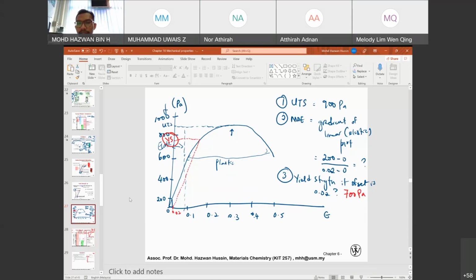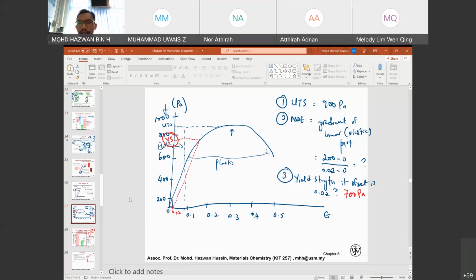Modulus of elasticity or Young modulus can be calculated in the linear region from the gradient. Identify the linear region, and after that calculating the gradient will give you the Young modulus or modulus of elasticity value.